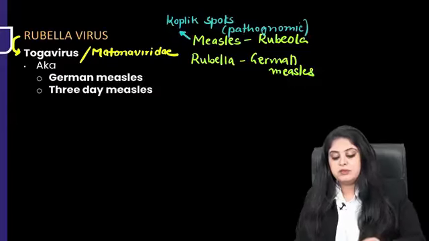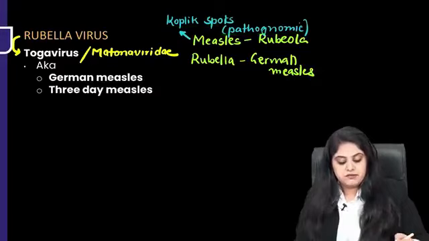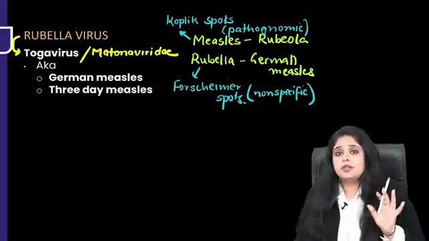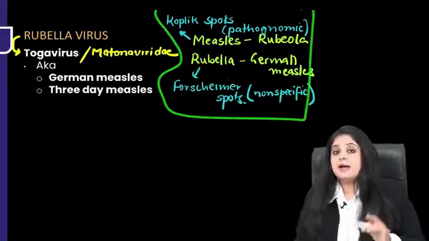In measles, what were the pathognomonic spots? In measles, the most important are Koplik spots, whereas in rubella, what is important? It is the Forchheimer spots, which are non-specific but are quite important for your MCQ. So that is how you remember measles versus rubella.